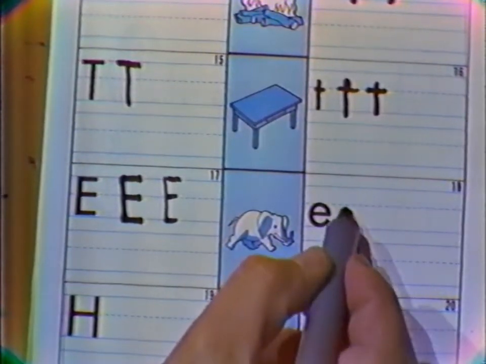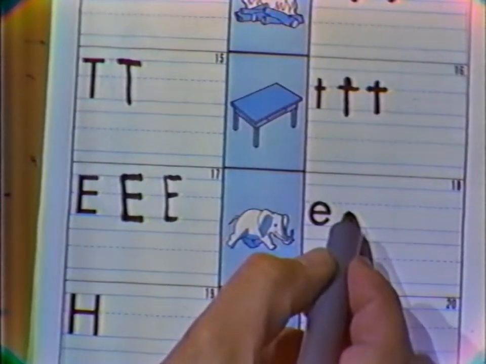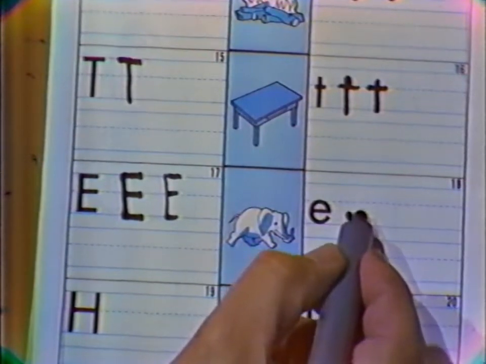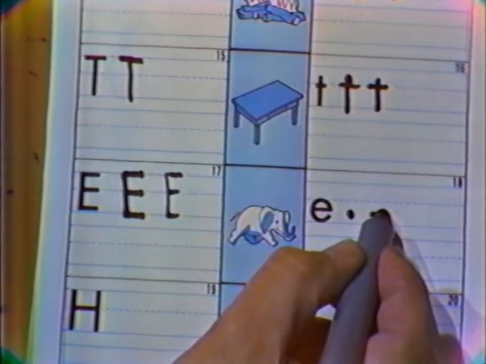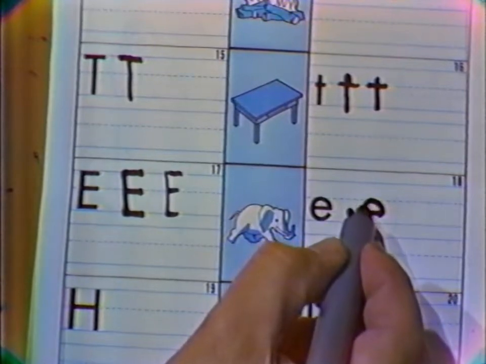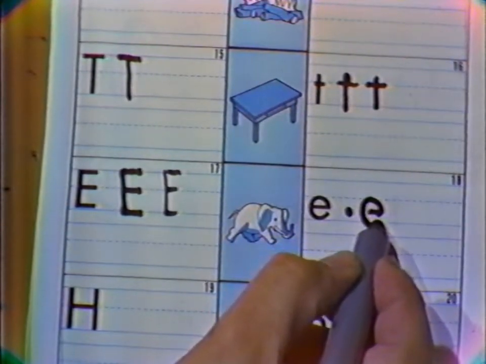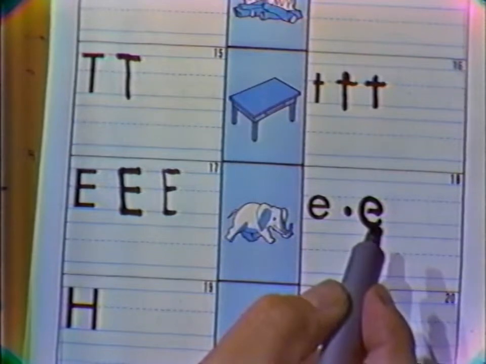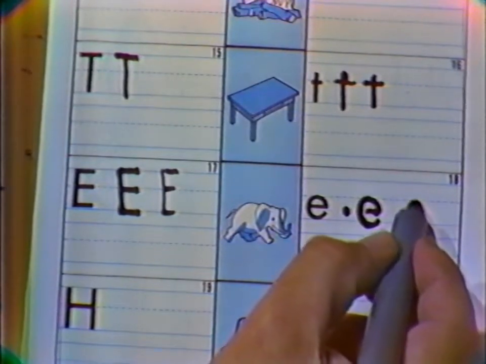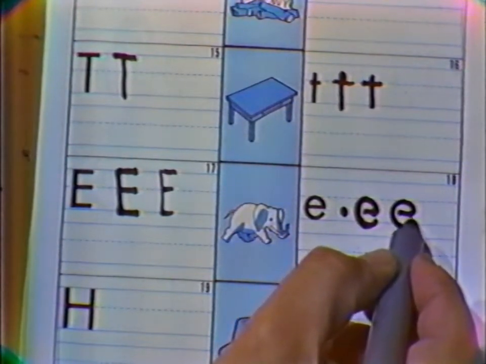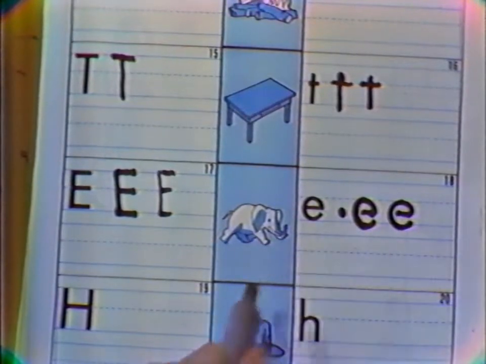We start between the bottom line and the middle line. A short straight line from left to right, and then around, as if you were making an O all the way around, and stop just before you make a circle. That's small e. Now you practice, and I'll be back in just a moment.